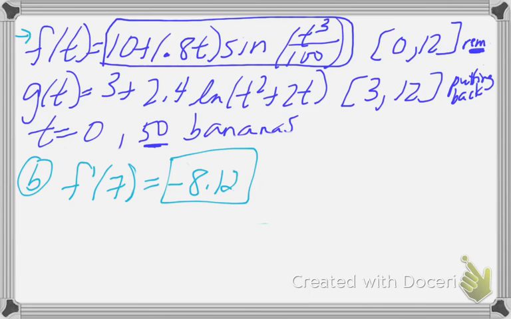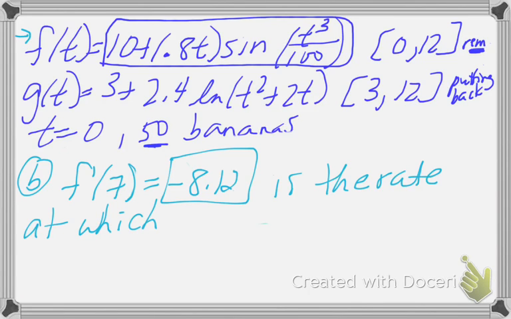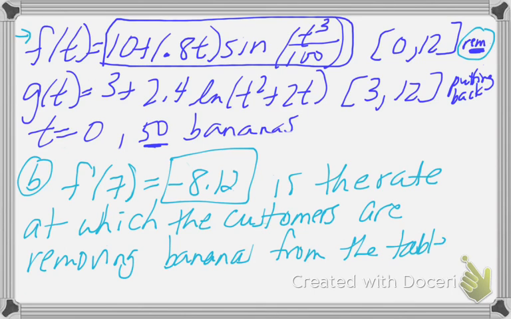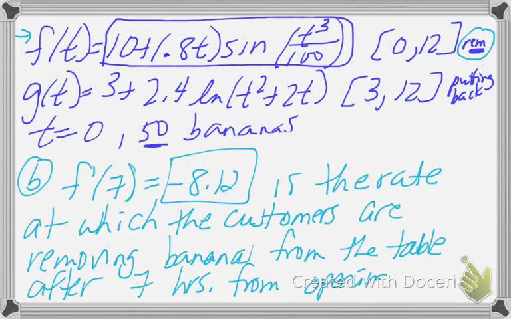But now let's look at the question. Using the correct units, so that means we better use pounds in our answers. Explain the meaning of f prime of 7 in the context of the problem. So we have to talk about pounds and bananas, because we have to make it specific to this. So negative 8.12 is the rate, because it's a derivative, at which, okay, what is f? f is the bananas being removed, so the rate at which the customers are removing bananas from the table after 7 hours from opening. And that sentence was worth 1 point as well.